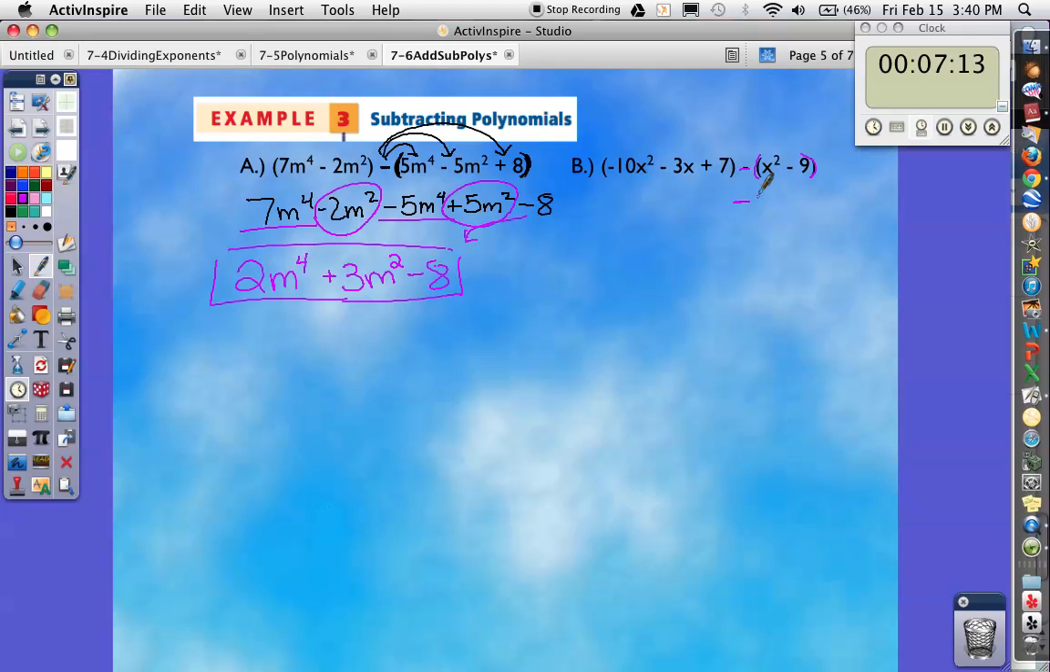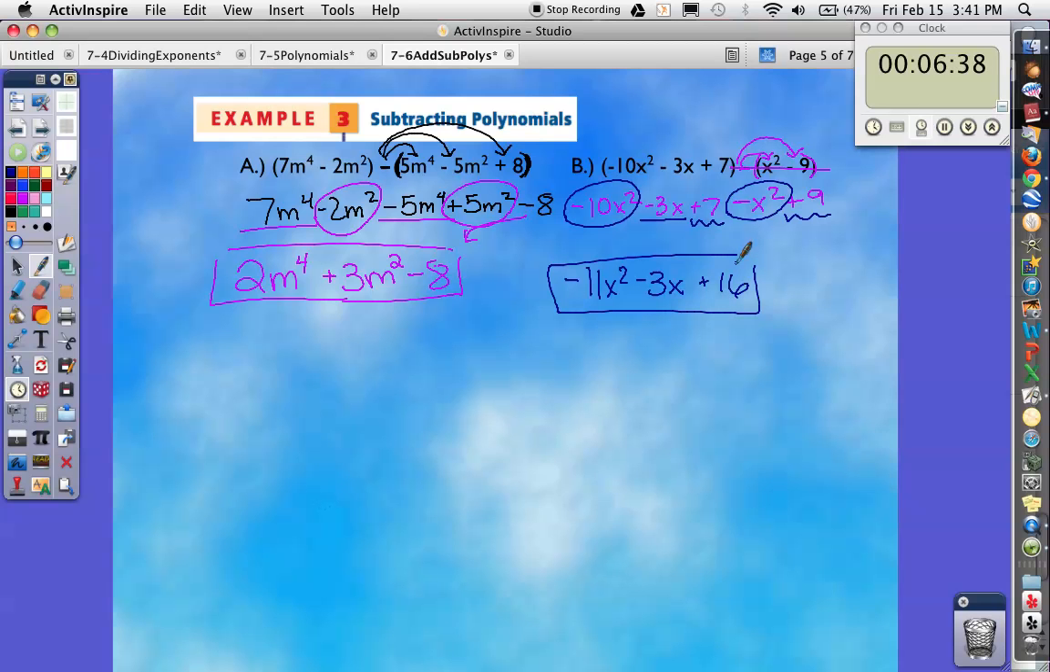So here I'm going to distribute this negative to give me a negative x squared, and then a minus a negative 9 gives me a plus 9. So now this is what I'm actually combining, this and this. So I have a negative 10x squared minus 3x plus 7, and then minus 7x squared plus 9. Looking for my like terms, I have a negative 10x squared and a negative x squared, which gives me a negative 11x squared. Minus 3x doesn't combine with anything, pull it down. And then a plus 7 and a plus 9 gives me a positive 16. Again, guys, answers in standard form. Check to make sure you don't lose a sign or make a math error.